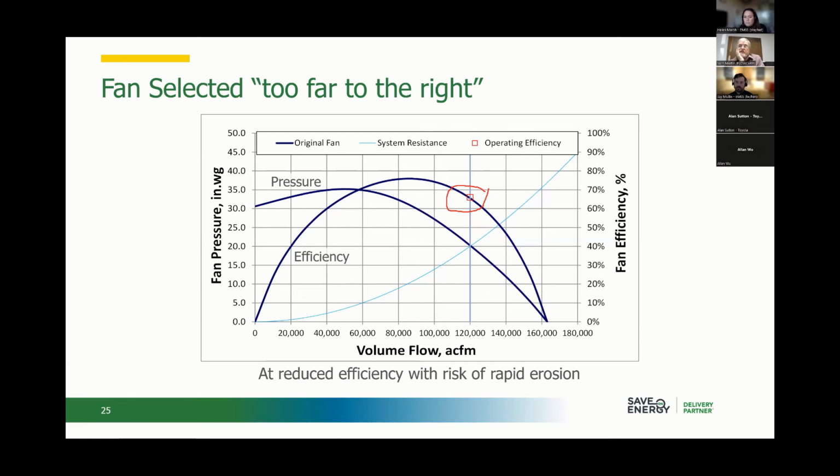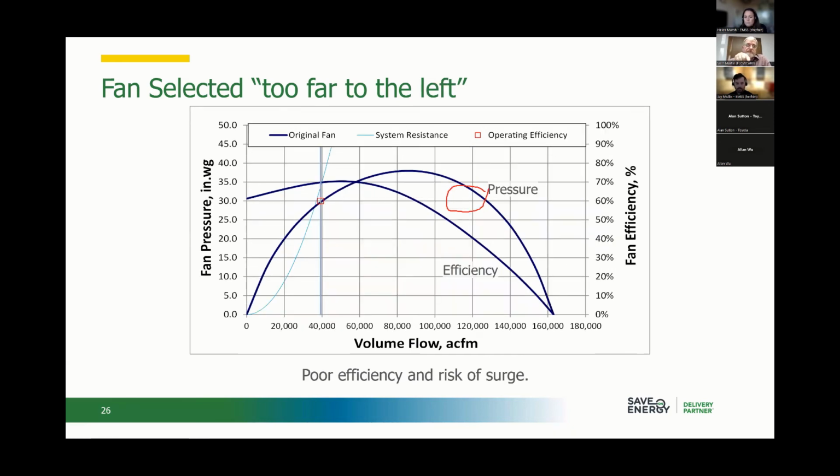Let's go to the next slide, which is the reverse of this one, where the system resistance is now much less than where it was originally when we were sitting under the best efficiency point. And there's a few points I want to make with this. Not only is our efficiency down quite a bit, but as soon as you start going over to the left of the curve, you start running into an unstable region where the fan could start pulsing away. And I'm going to show you an example of that a little bit later on.